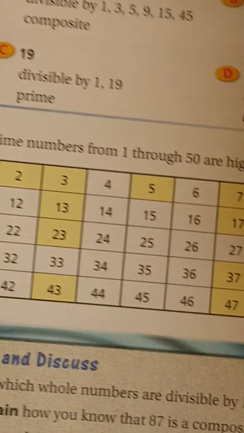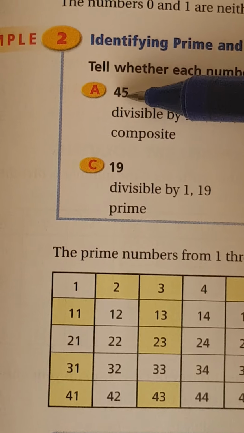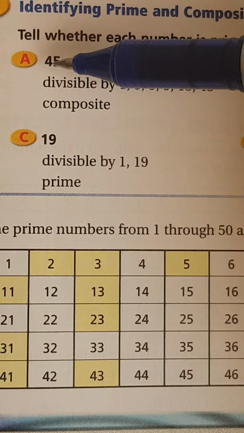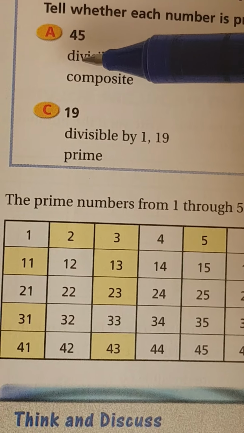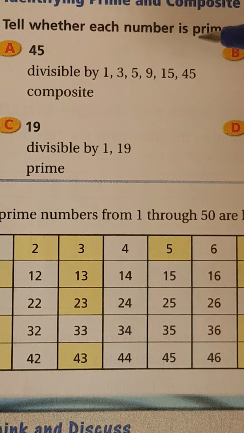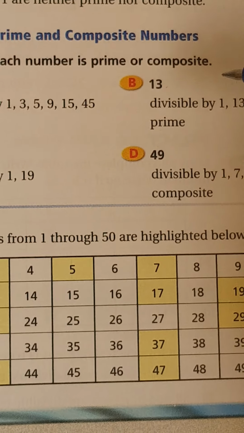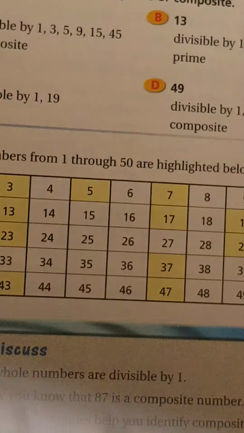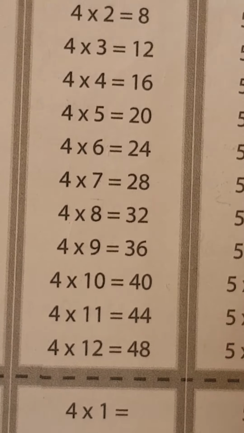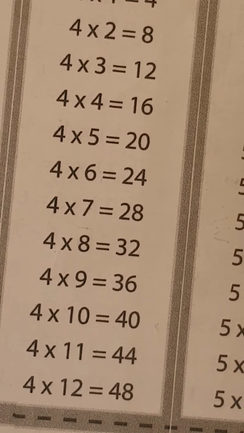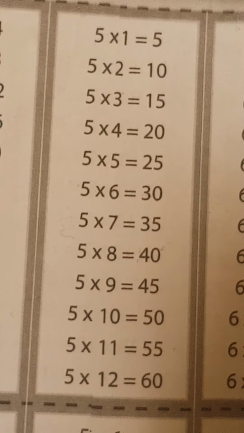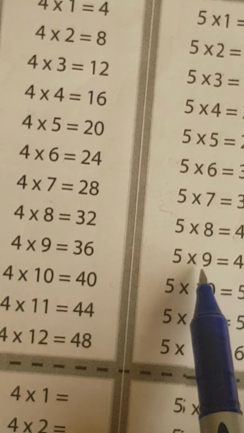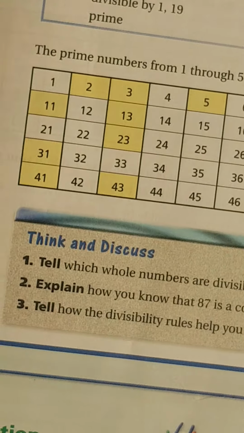You got it? Now look at 45. The last number is 5, which means 5 can divide it. Okay? 4 plus 5 is 9, which means 3 can also divide it. Now tell whether each number is a prime number or a composite number. 45. You can use your multiplication table if you like. You check if any other number can divide 45. Yes, see 45 here, 9 and 5, which means it is a composite number.